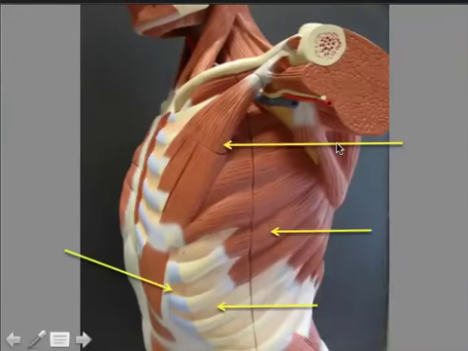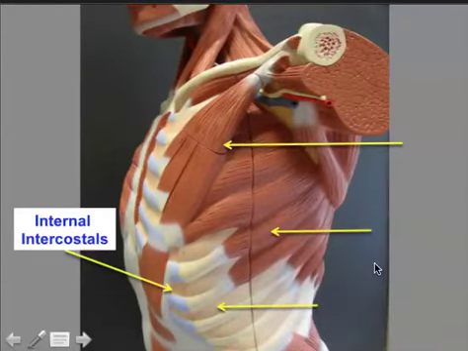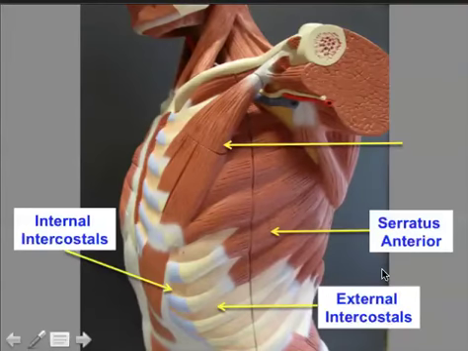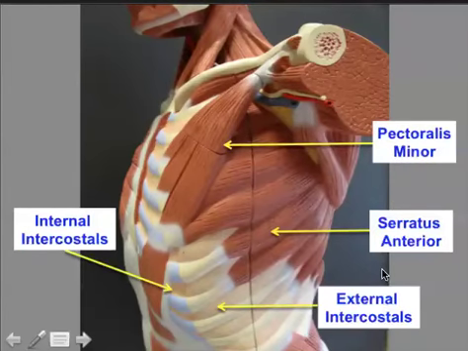This is a lateral view, and this is the deep side of the model. Down here you're looking at the internal intercostals, muscles that help you breathe. These are the external intercostals, also muscles that help you breathe. They elevate and depress the rib cage. This is the serratus anterior, sometimes known as the boxer's muscle, and it's involved in throwing and punching. So it's a major mover of the arm. And this is the pectoralis minor, which lies just underneath the pectoralis major and is also very important in arm movement.